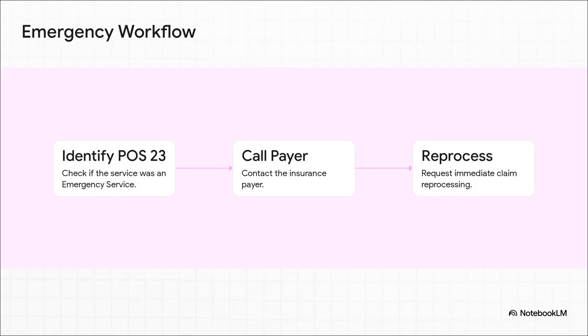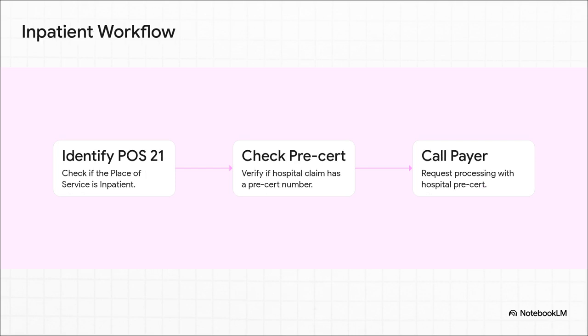Boom, done. But what if there really is no authorization on file? Your next step is to check the place of service, or POS code. If you see POS 23, you are looking at an emergency service. And guys, this is a massive exception to the rule. Emergency treatments generally bypass prior authorization requirements altogether. So if your claim has POS 23, your workflow is incredibly simple. Call the payer, politely point out that this was an emergency service, and request immediate reprocessing. Let's look at another huge place of service exception, POS 21, which stands for inpatient hospital.